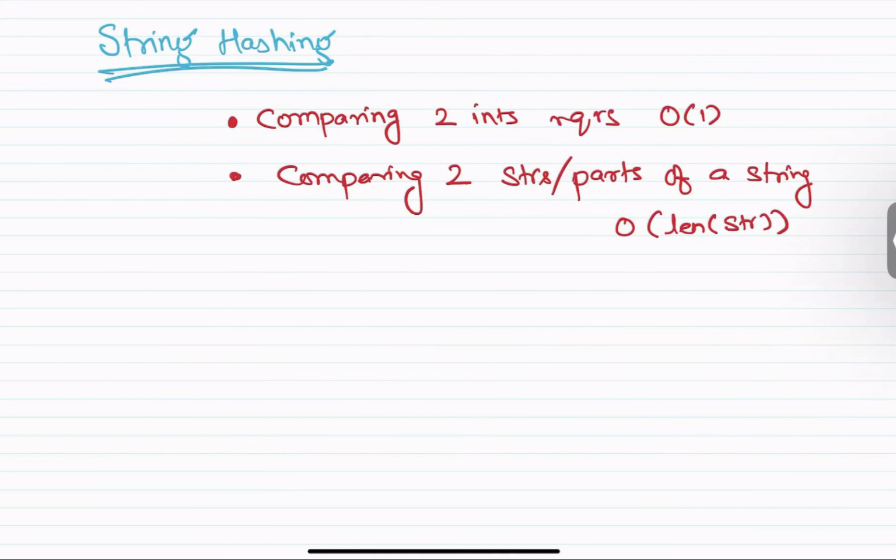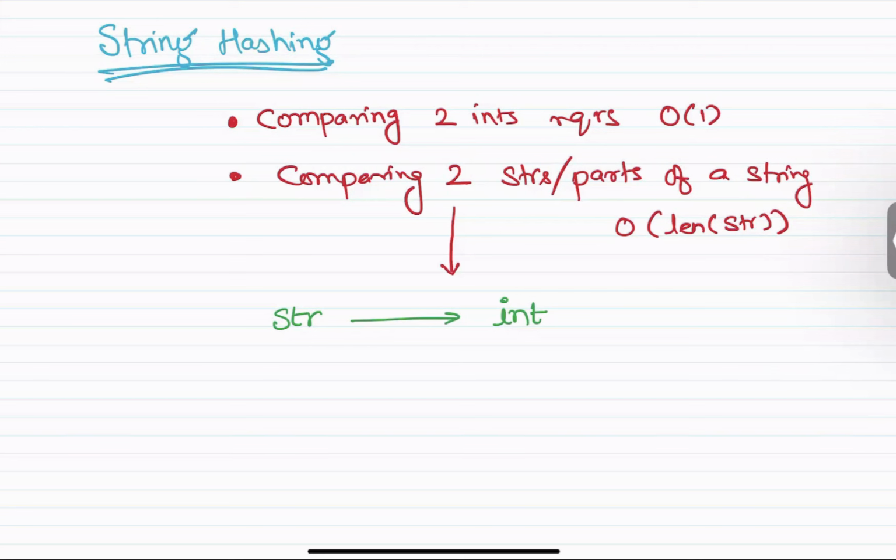So the idea comes here: what if we form a mechanism where a string can be converted into an integer? Then rather than comparing two strings, we would be comparing two integers, and we know that is faster. This is ultimately the crux of what we are going to discuss.